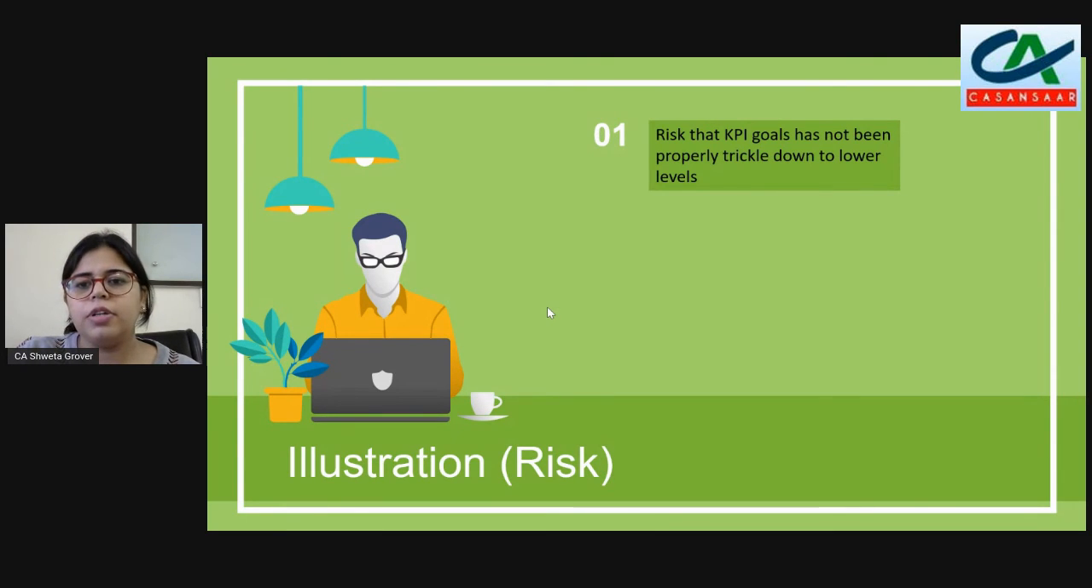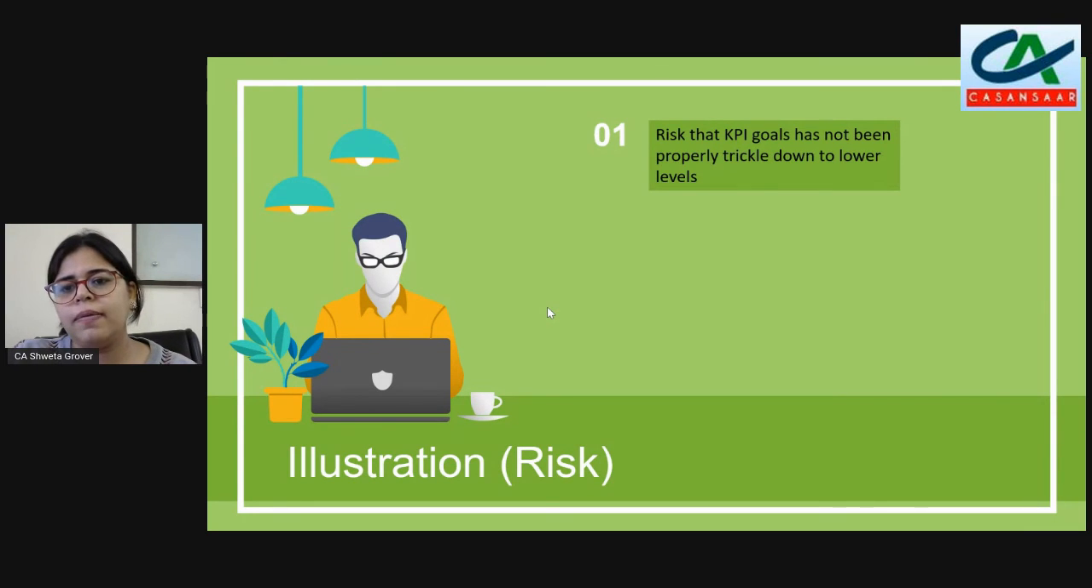That means the KPI goal which is being set up for, suppose, managers or senior managers has to be properly trickled down to assistant managers or their executives or team leaders, whatever the chain is. Otherwise, the whole purpose of assigning the goals and accomplishment of those goals would not be achieved. So that was our risk.